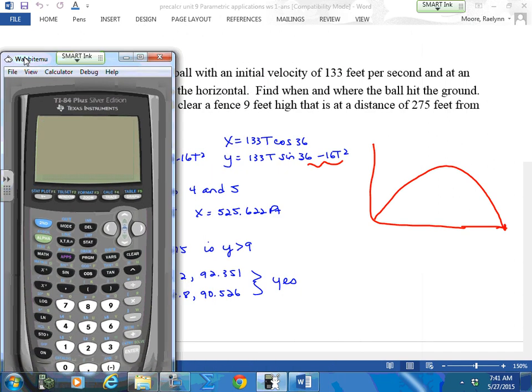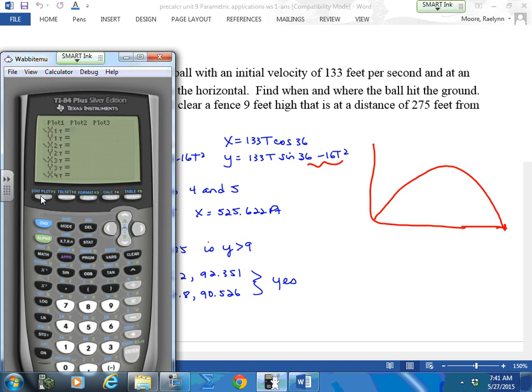Play with this a little bit. If you don't get it the first time, you'll get it. Make sure you're in degrees. Make sure you're in parametrics. If you don't set your window the right way the first time, don't worry about it. Look at your table. Something that goes in the air and comes down is not going to be gone for a very long time. Maybe 10 seconds at most here. So you're going 1 through 10.